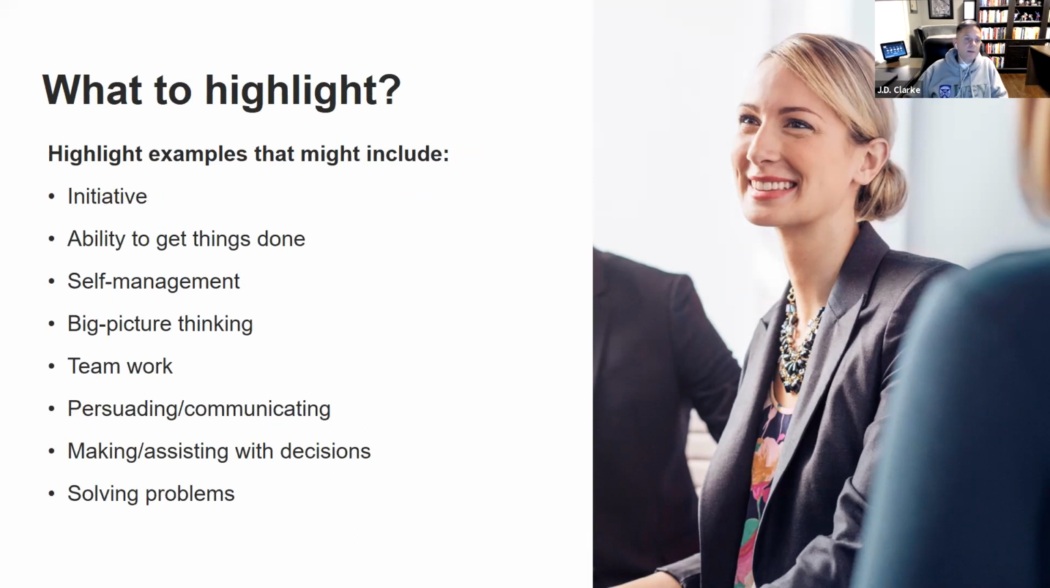So here are just some things to give you some examples of what you can include. Think about those times you showed initiative, your ability to get things done, where you've had to figure things out yourself and self-manage. Maybe you brought some big picture thinking. Maybe the organization should think about this. So somewhere where you maybe have contributed strategically. Teamwork. So where have you worked in teams, had to get things done through others?